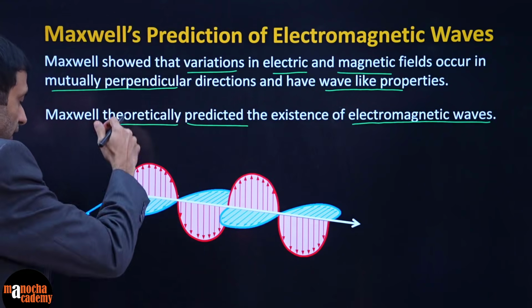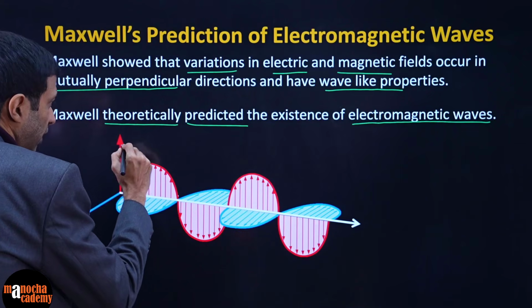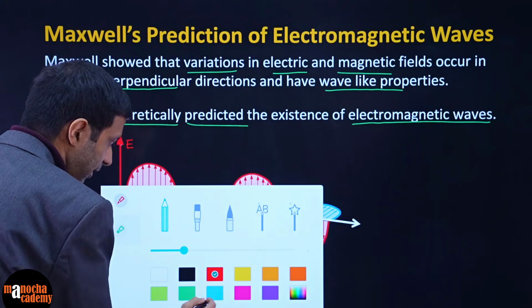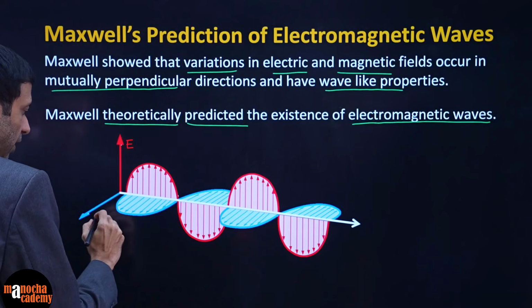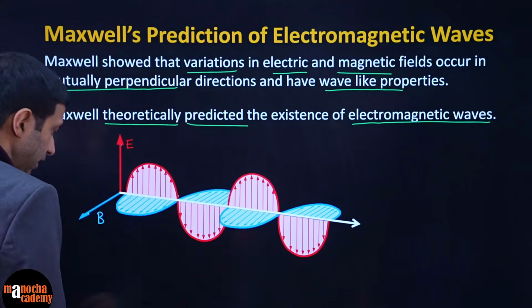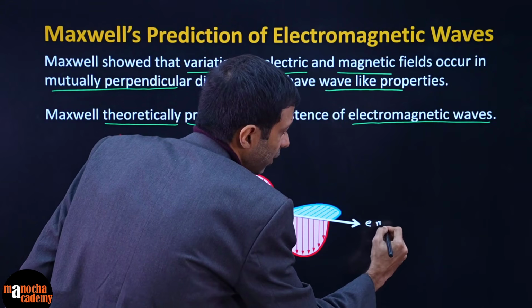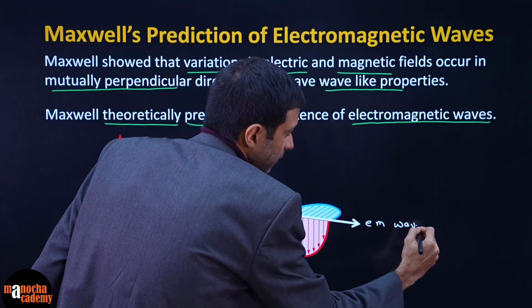That if you take this red axis, the y-axis, as the direction of your electric field, and the z-axis, this one, as the direction of the magnetic field, he predicted that this will continue traveling and your electromagnetic wave will travel here along the x direction.